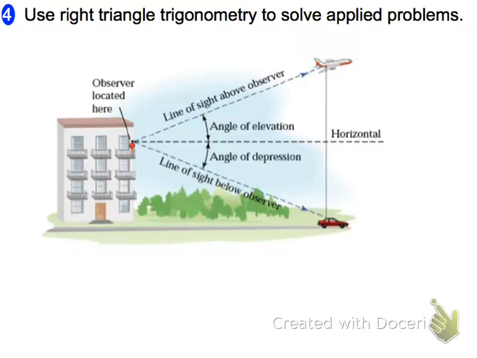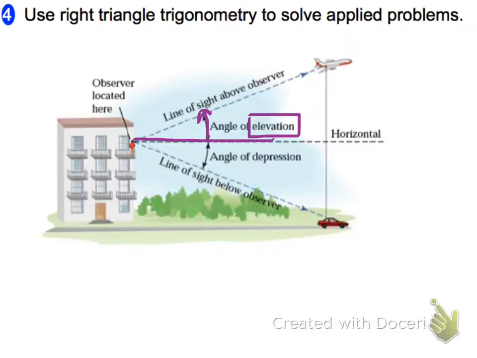Our final objective for this video is using right triangle trigonometry to solve applied problems. Now, the one thing that's important to know when we're dealing with these word problems in right triangles is some vocabulary. So, if a person is standing and they start looking straight ahead at the horizontal, and then they look up towards the sky, that's what we call the angle of elevation. So they start looking horizontally, and then they look up. That angle in there would be the angle of elevation.